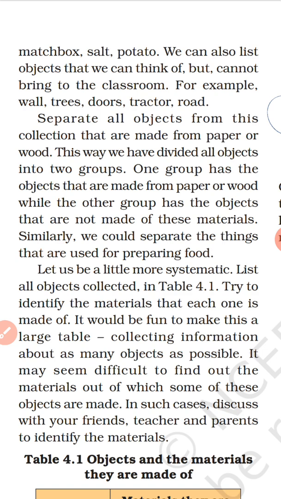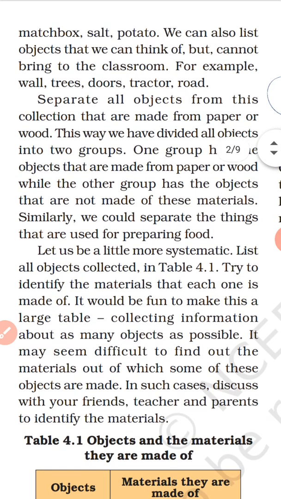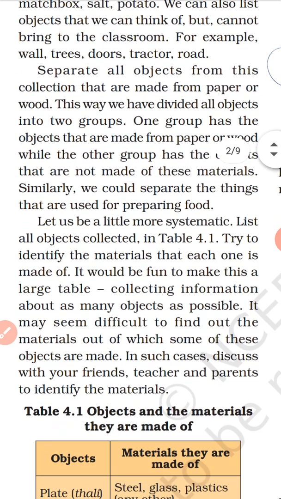Similarly, we could separate the things that are used for preparing food. Let us be a little more systematic. List all objects collected in table 4.1. Try to identify the materials that each one is made of. It would be fun to make this in a large table, collecting information about as many objects as possible. It may seem difficult to find out the materials out of which some of these objects are made. In such cases, discuss with your friends, teacher, parents to identify the material.